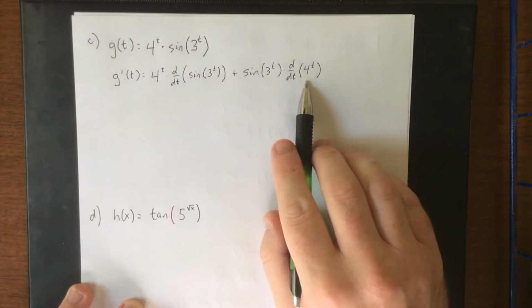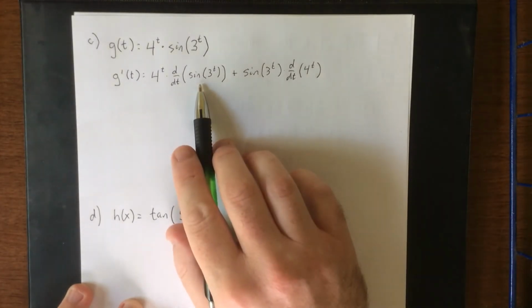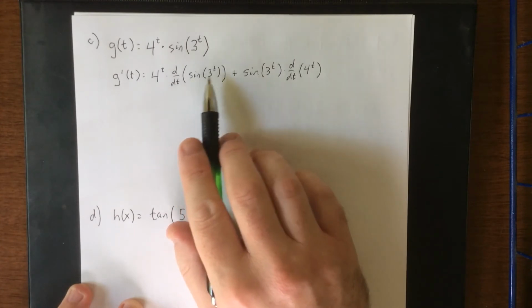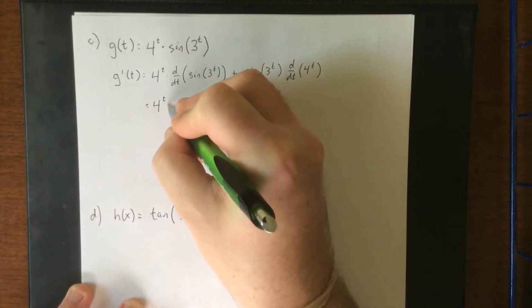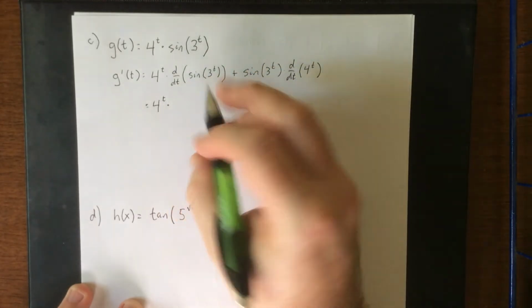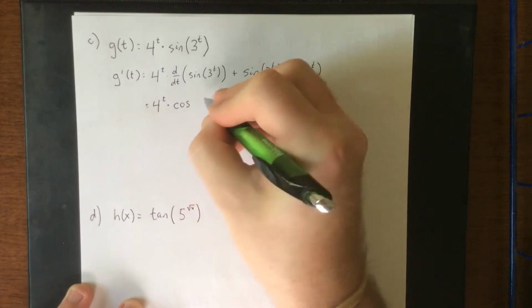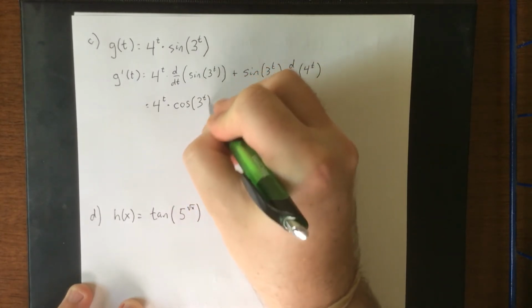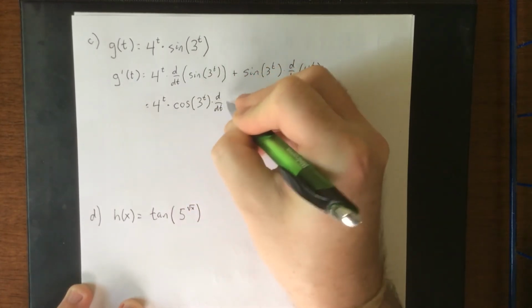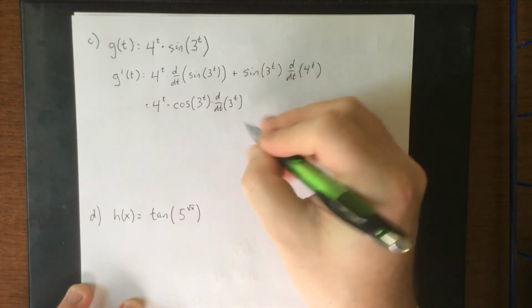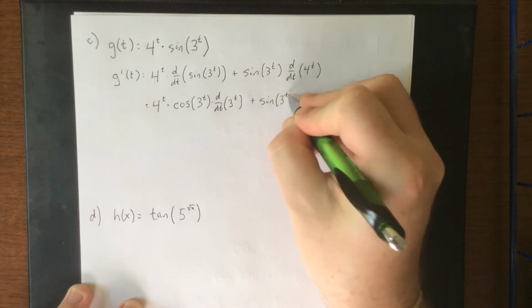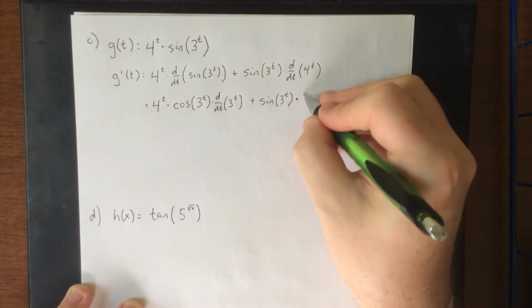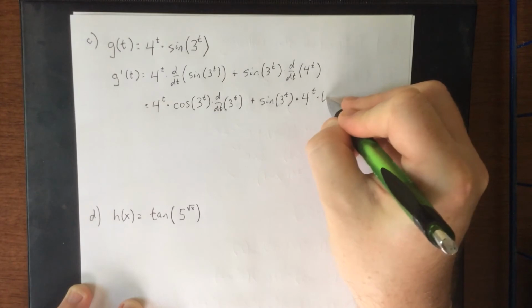Now over here we simply have the derivative of an exponential whose base is not e. Over here we have a chain rule because we have the sine of 3 raised to the t power. So that chain rule says start with the derivative of the sine function, that'll be the cosine function. Then multiply by the derivative of the inside function. So multiply by the derivative of 3 to the t power. Then our other derivative here at the end will be 4 to the t power times the natural log of 4.